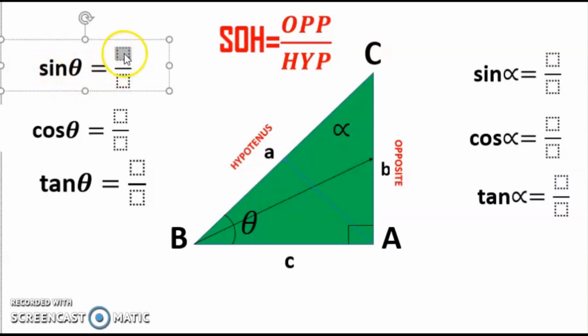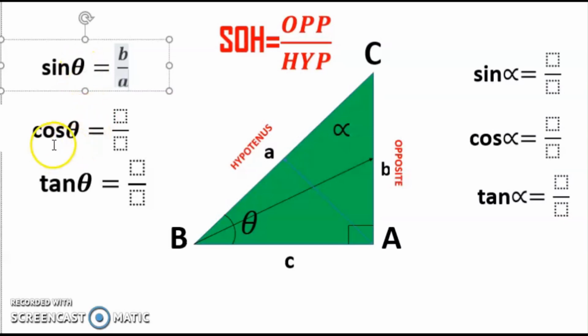Sine theta is equal to, we said it is opposite over hypotenuse, so our opposite is B, while our hypotenuse is A. So we are done filling sine theta. Sine theta is equal to B over A. Remember, the angle under consideration here is theta.